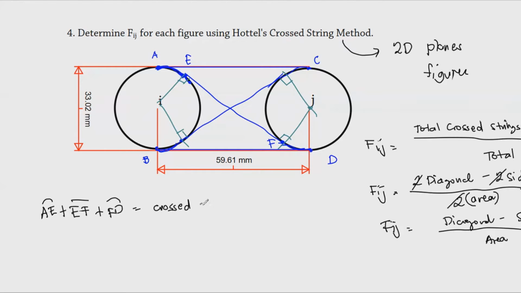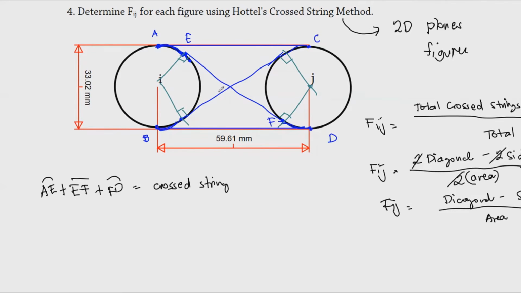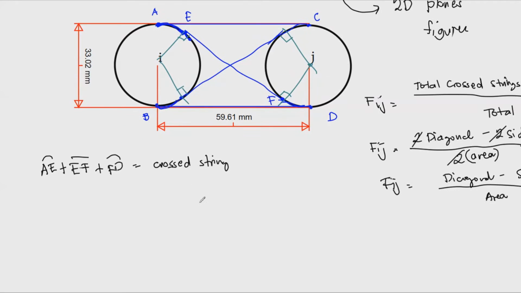So that's one. We need to find the length of this, so we can consider this as the diagonal, but it's not exactly the diagonal but the cross string. And then our side would be the string that didn't cross. That's simply the distance between A and C. If we take a look at the distance of A and C, we can see that this is the center to center distance of Ij, that is also equal to BD, and this is equal to 59.61 mm. So we already have the side. We just need to find this cross string.